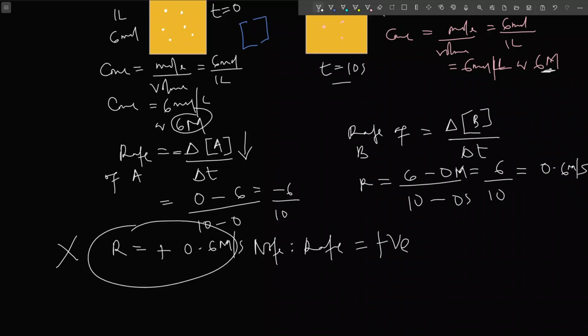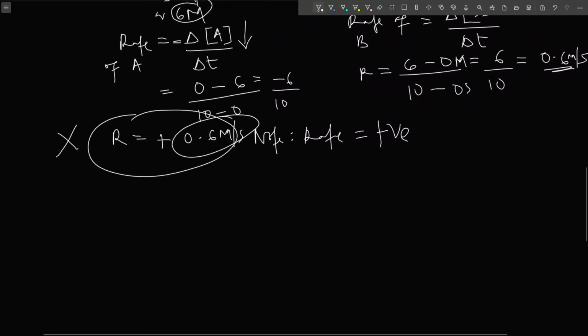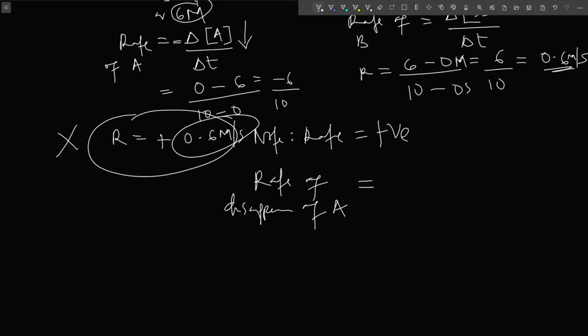Now, what do you notice here? We can see now that the rate at which A is disappearing is equal to the rate at which what? B is being formed. So at the particular point, the rate of A is equal to the rate of B. Let me write this out, make it look good. You say the rate of disappearance of A is equal to the rate of formation of B.